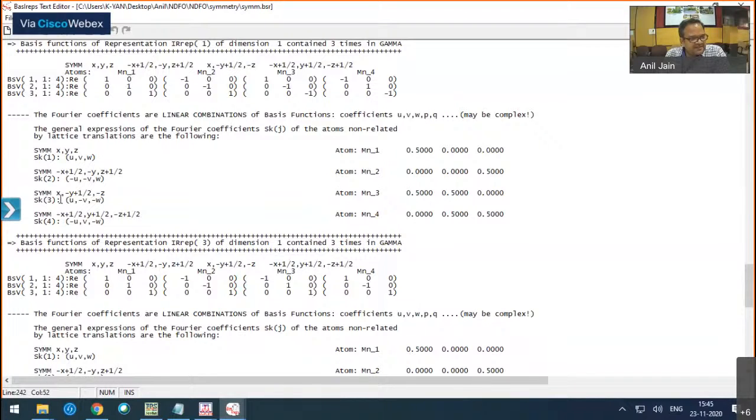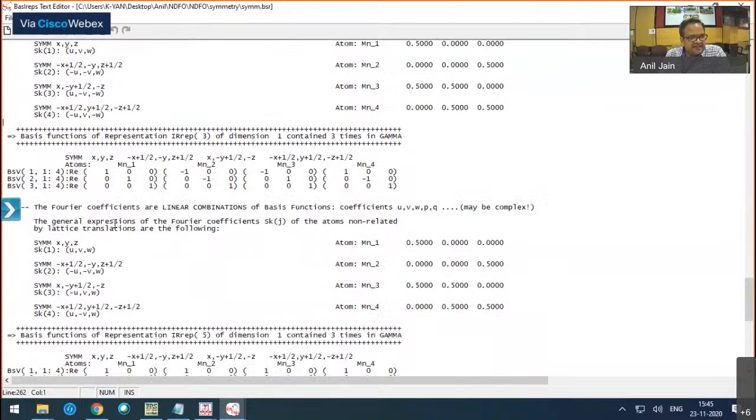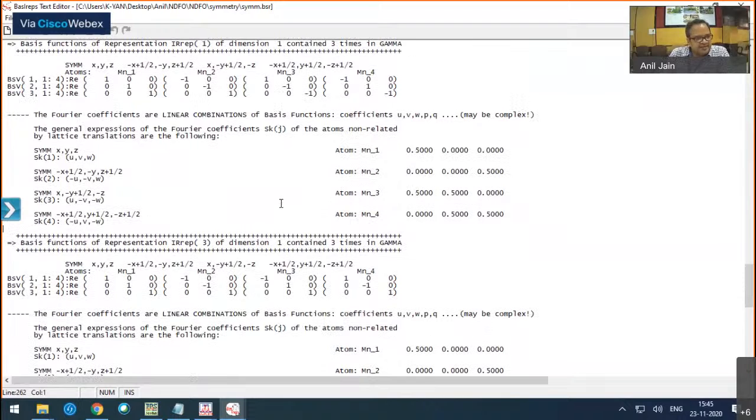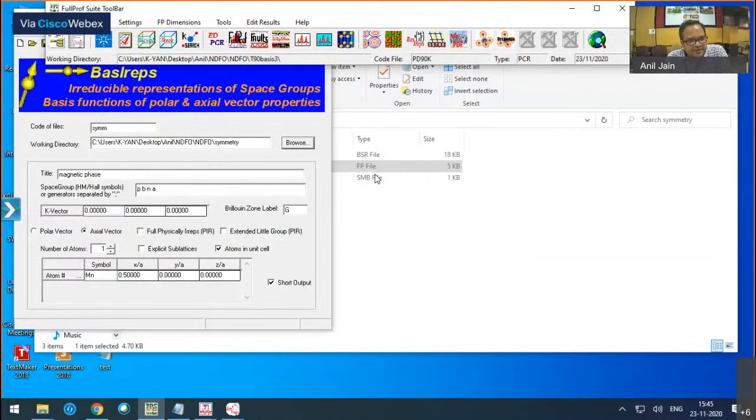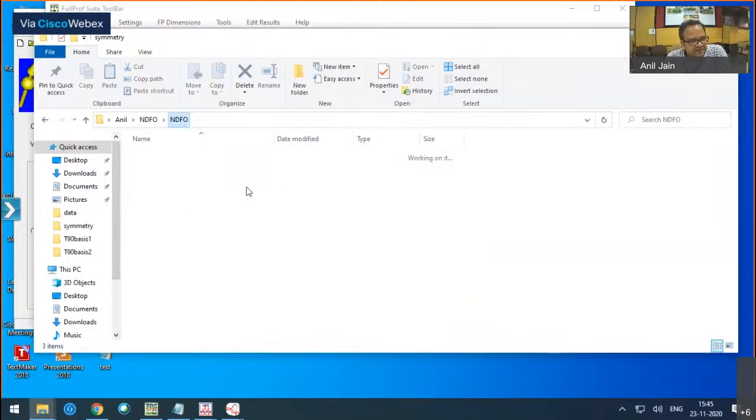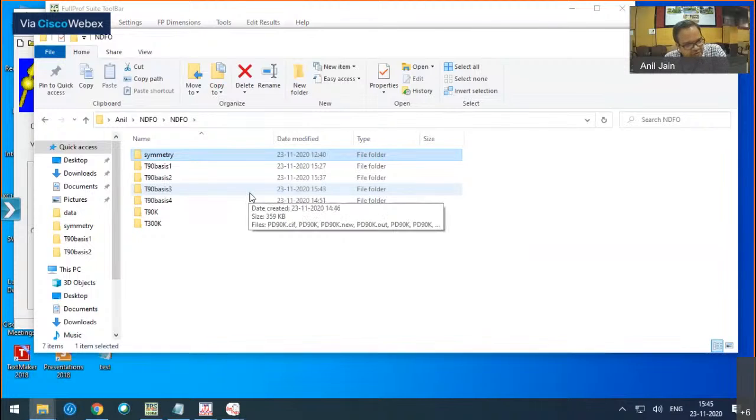For this position, this is U, minus V, minus W, U, minus V, minus W. Similarly, you can write for this side. And this is represented for all this representation. Now let's see how we go ahead with this formalism. Now what I do is I go to another way by which you can add this magnetic phase.